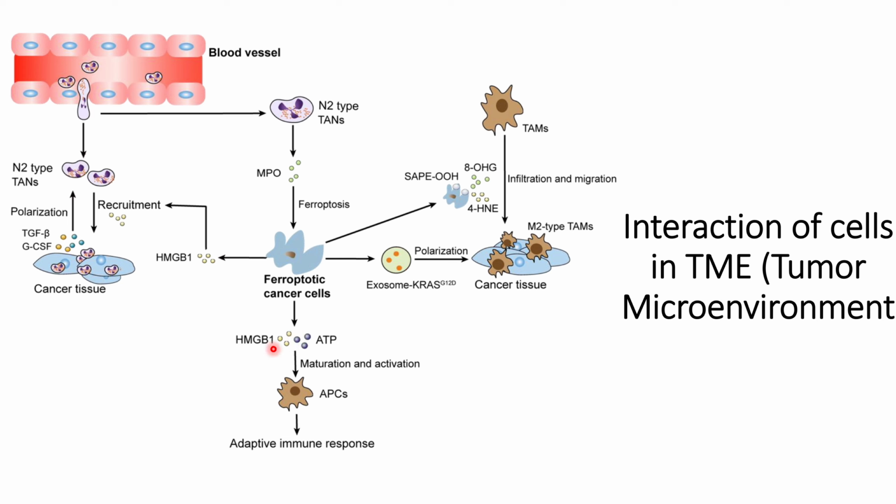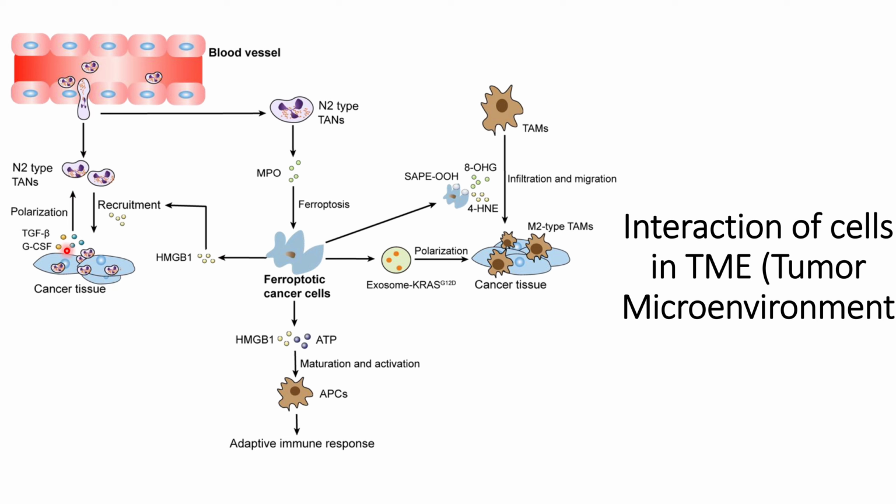And the function of HMGB1 and ATP is related to the cysteine that is necessary for this GCSF production. So for example, here it is shown that this HMGB1 is recruited by these tumor associated neutrophils, and that will help in the cancer tissue being attacked by these tumor associated neutrophils.